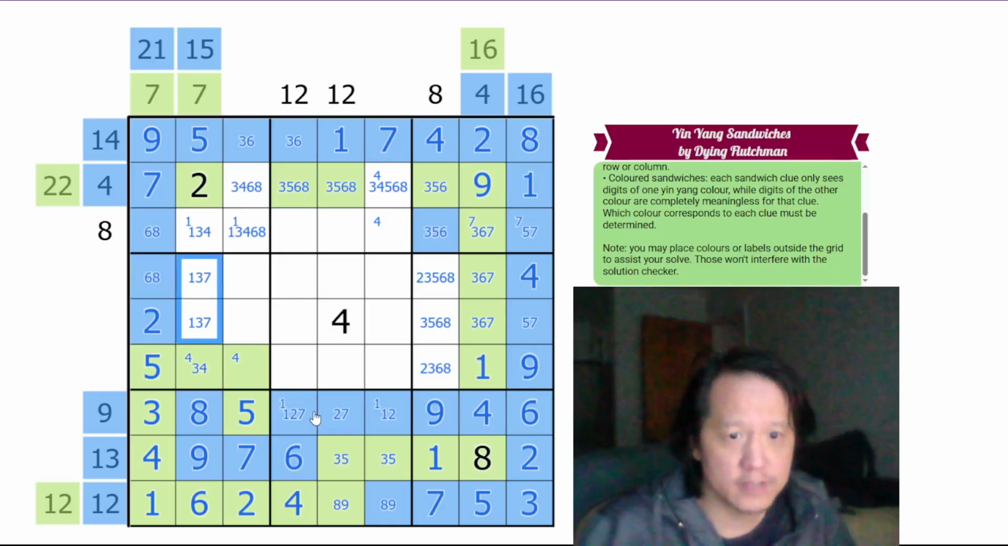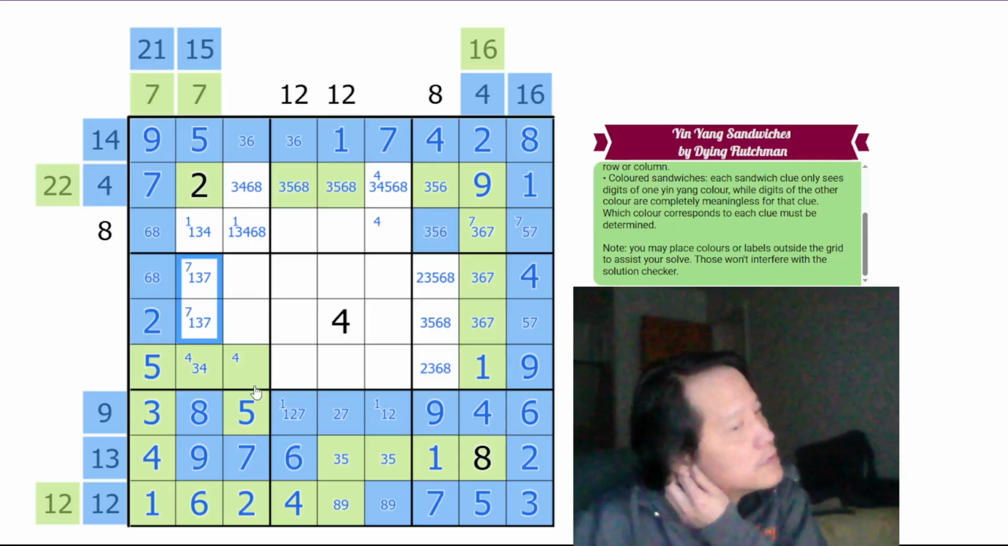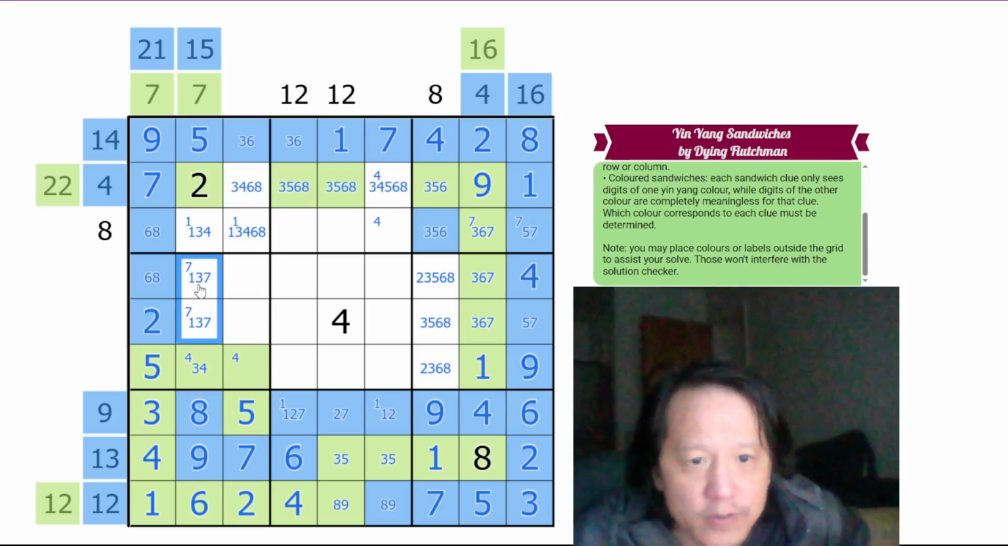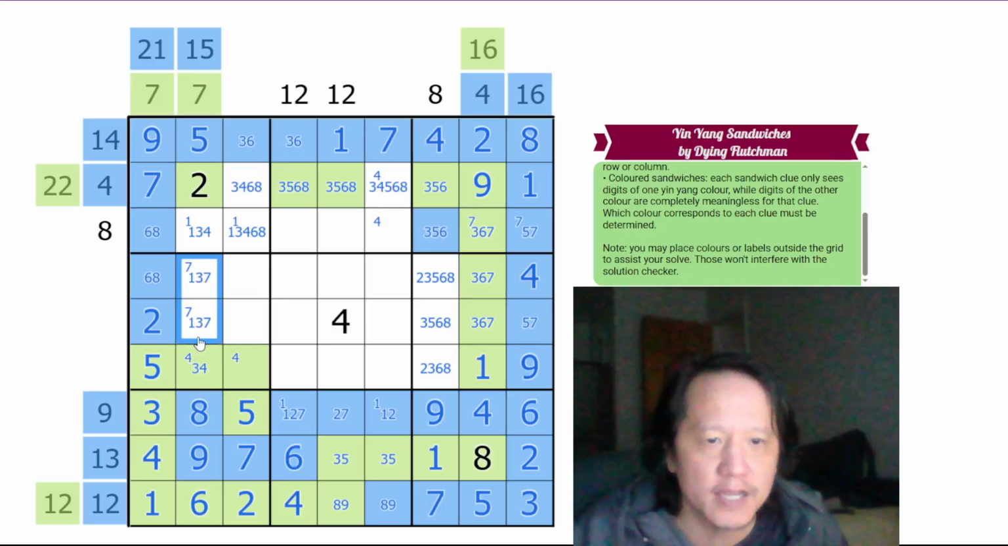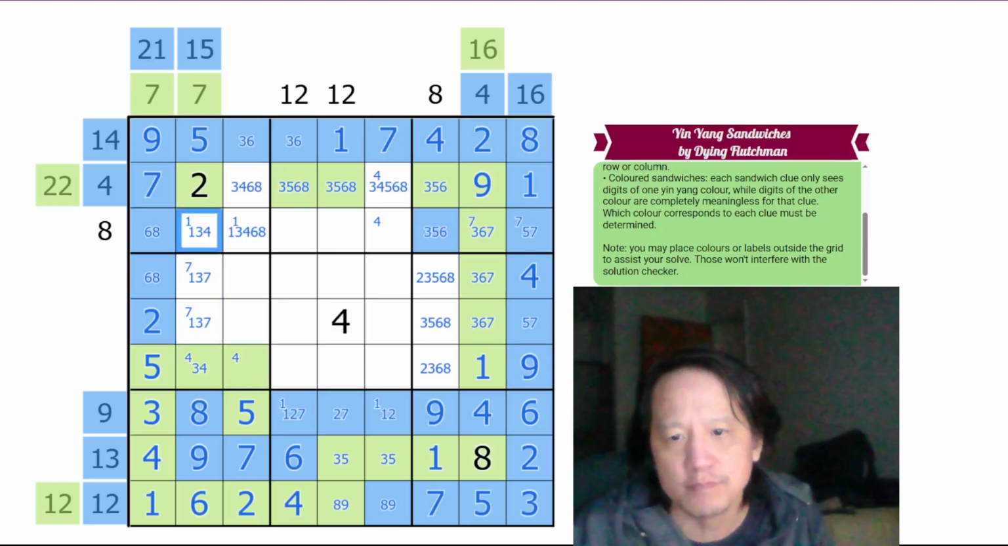Therefore, one of these is 7. One of these is guaranteed to be 7. So since one of these is guaranteed to be 7, the other one, it's blue, which means the other one cannot be blue because then we would have 4 blues in this 2x2 area. So this must be green as the other one. Therefore, this must be a blue here. So this is blue, which forces in this 2x2 area this to be green.